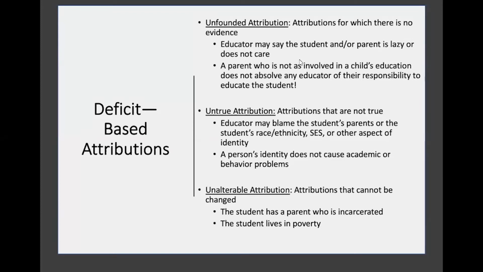So unfounded attributions is one of the ways in which we see deficit-based attributions manifesting themselves on teams. What does that look like? That basically means these are rationales or reasons for a problem for which we have no evidence that it is true. We have no evidence that it's true.